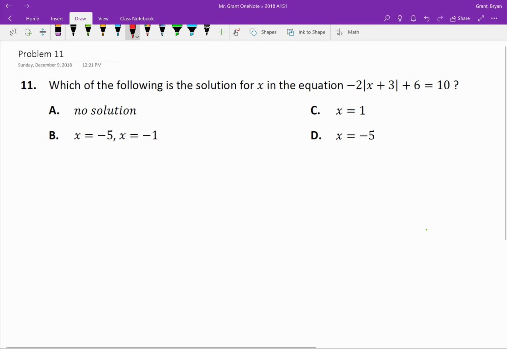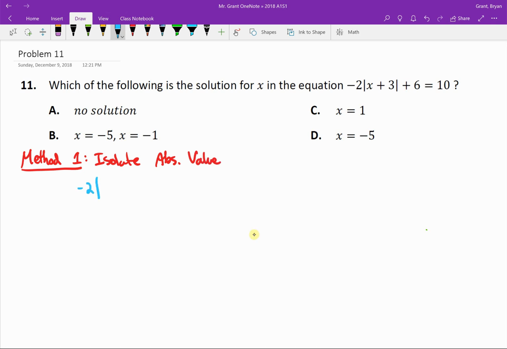I think most teachers will probably show you, and maybe I can call this method 1, how to isolate the absolute value. So when we do this, we start with the problem, -2 absolute value of x plus 3, plus 6 equal to 10. Before we try to figure out how to isolate x, we just want to isolate the absolute value, because absolute value throws things off a little bit.